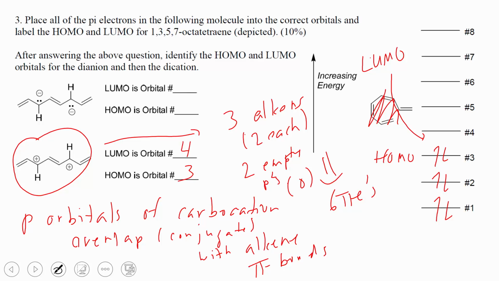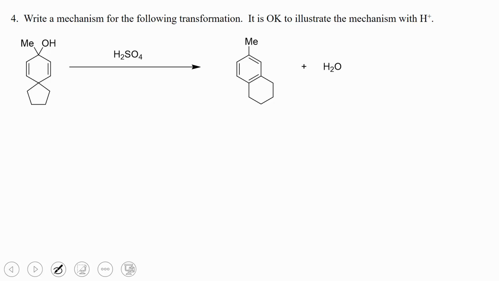The HOMO is the highest orbital that has some electrons in it, and the LUMO is the lowest energy orbital that doesn't have any electrons in it. Okay? All right, let's look at this one. We're going to write a mechanism for this transformation, and we're going to illustrate the mechanism with H+.